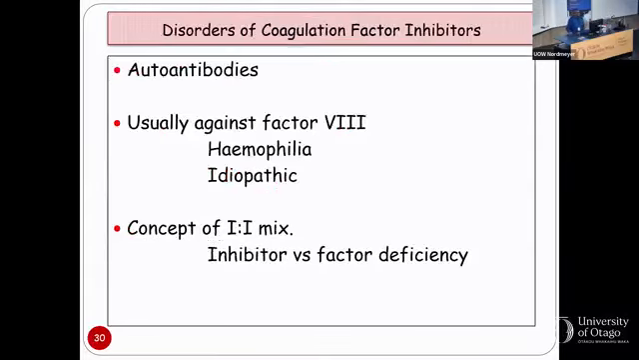Disorders of factor inhibitors. Many times these are autoantibodies, but they could also be medications. They are usually targeted at factor 8, presenting as if it's an acquired hemophilia.